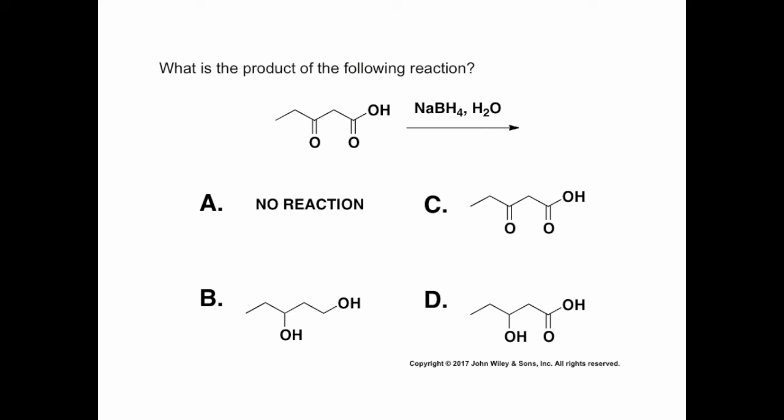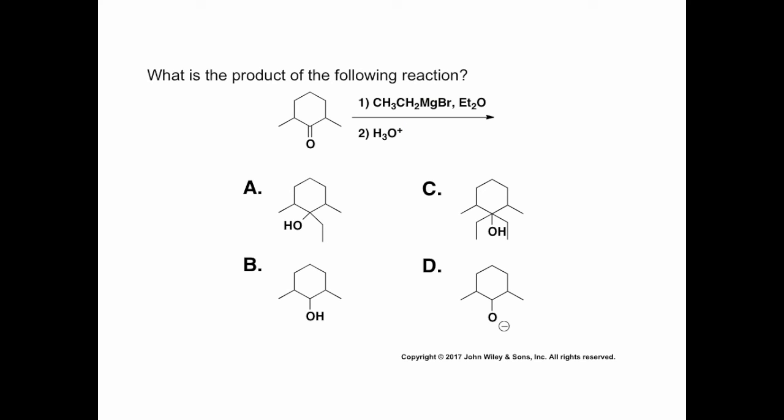The first one is, what is the product of the following reaction? So we're using sodium borohydride. So you need to recall what types of functional groups sodium borohydride reacts with. So pick your choice, A, B, C, or D, and let me know in the chat. For this reaction, what is the product? So here you're using a Grignard reagent. So the Grignard is an ethyl Grignard. So what will it produce when you react it with this ketone?